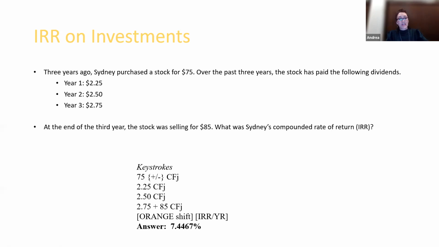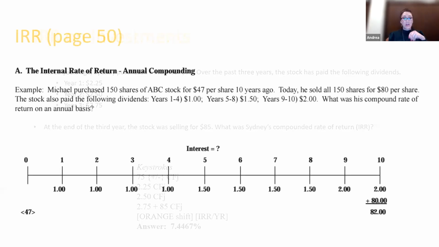So remember, when you see uneven cash flows like this, it's net present value or internal rate of return, and you're not using those buttons on the top row, except when you're plugging in the interest.